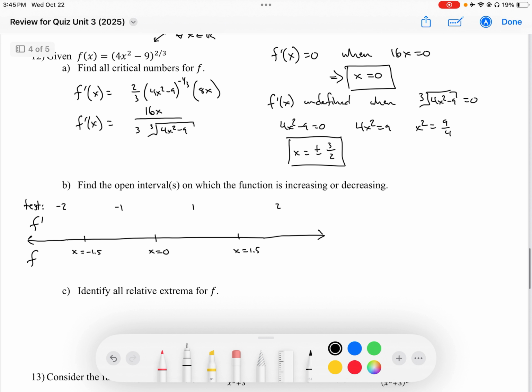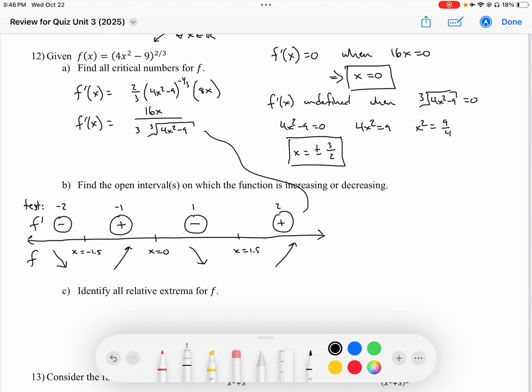So if I test negative 2, I'm going to get a negative over a positive. So that is negative for f prime. F is decreasing. If I plug in negative 1, I get a negative over a negative, which is positive. So f is increasing. If I plug in 1, I get a positive over a negative, which is negative. So therefore, f is decreasing. And if I plug in 2, I get a positive over a positive for my derivative. So it would be increasing. Now, how am I doing that?